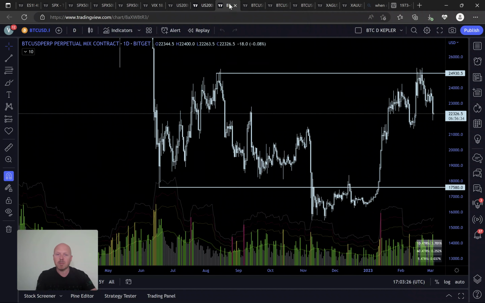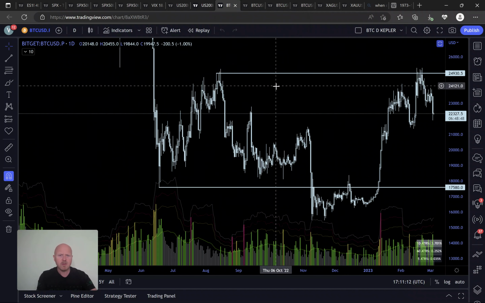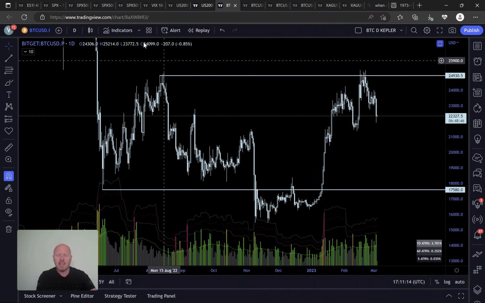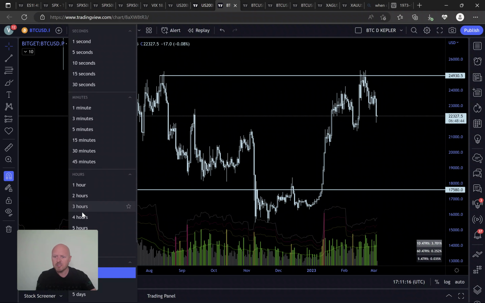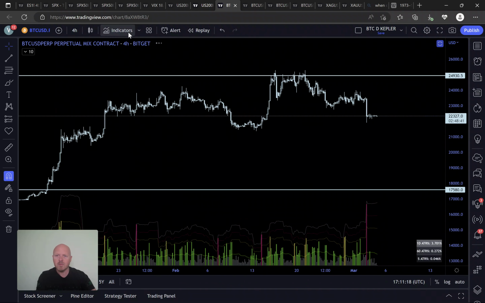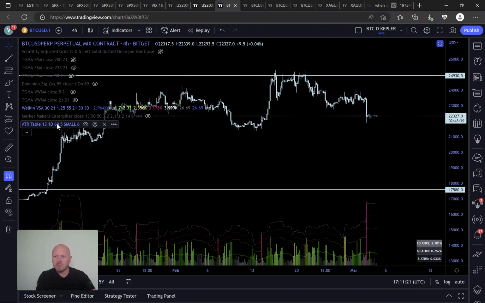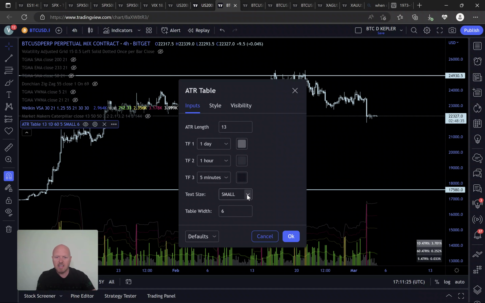Let me show you this on Bitcoin as well. Let's say we have Bitcoin here on the daily, and we want to go ahead and make this a 4-hour chart, right? Let's go ahead and do 4-hour chart. So let's look at our indicator, set this up. You can set your text size to wherever you want it to be. We can set this to normal, so you can see it over here, or large.